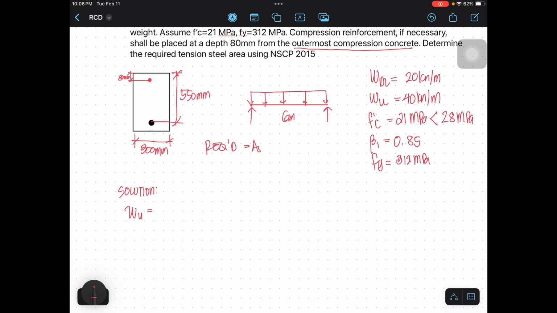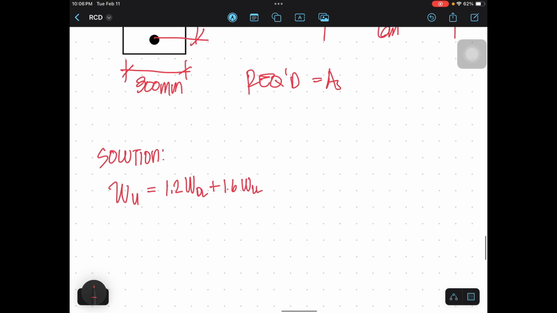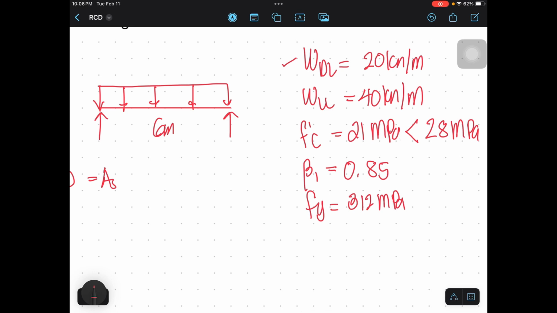Okay? So first, let us get the ultimate uniform loads, which include the dead load and the live load. So we have 1.2 W dead load plus 1.6 W live load. Okay, this is the load combination according to NSCP 2015 if we are given a dead load and a live load.